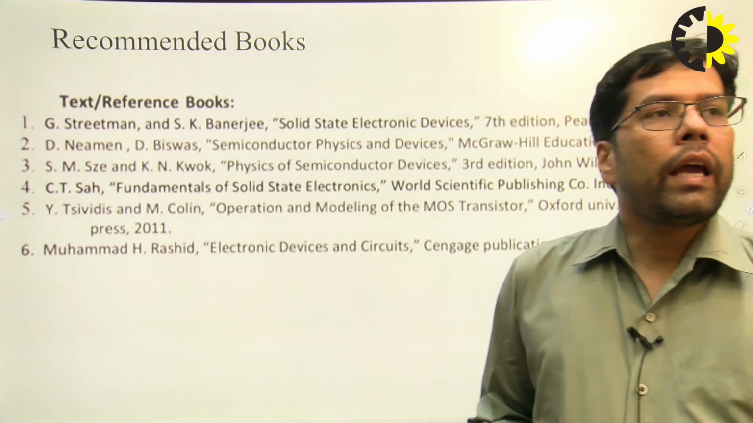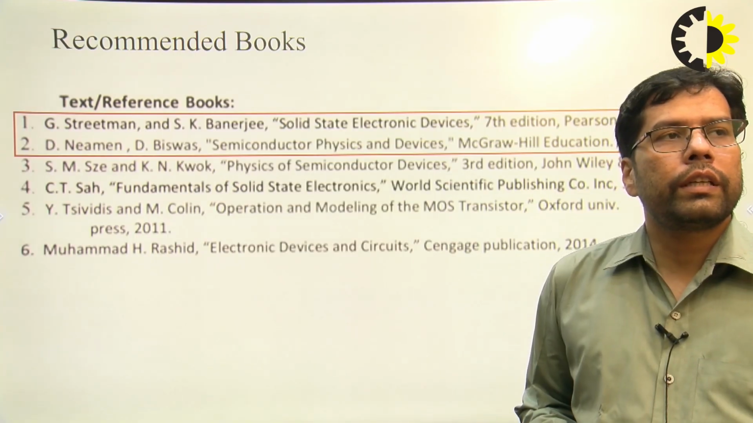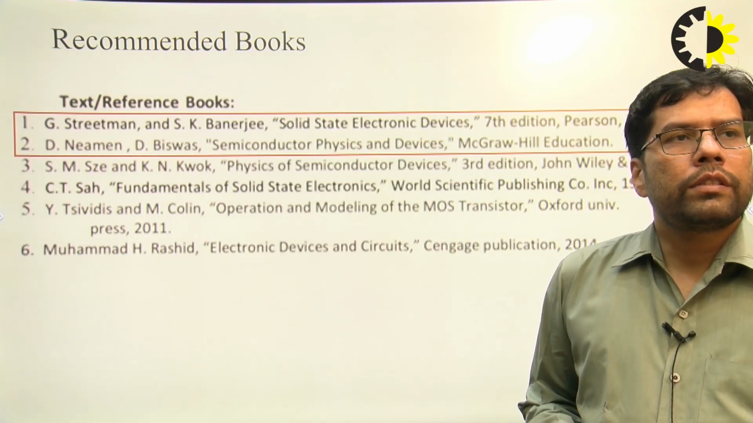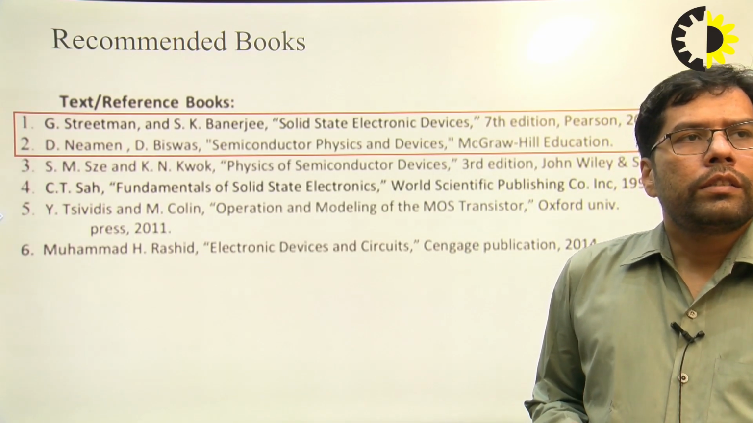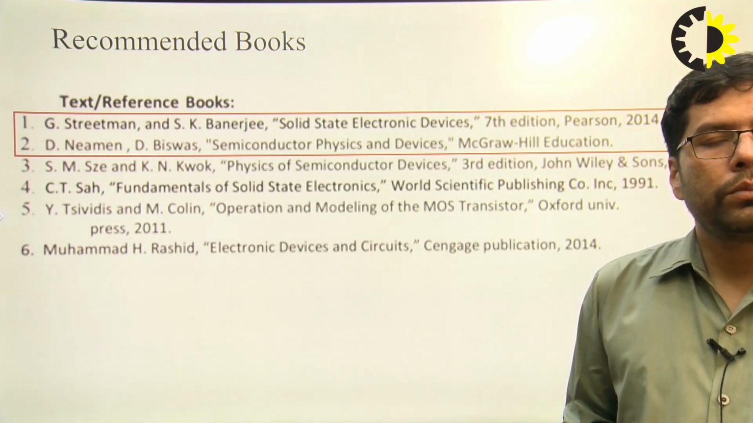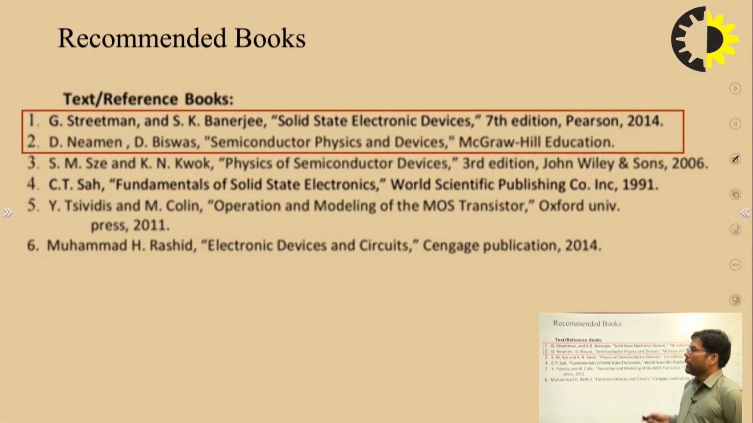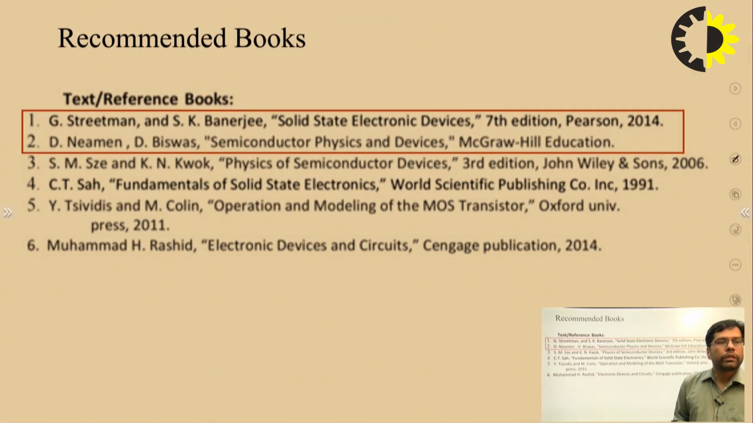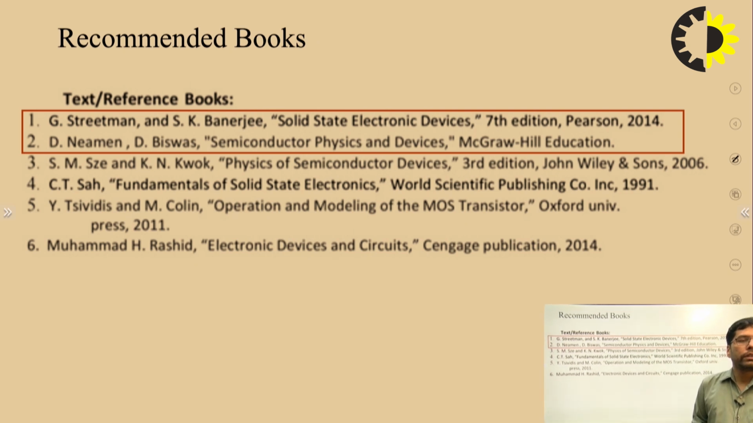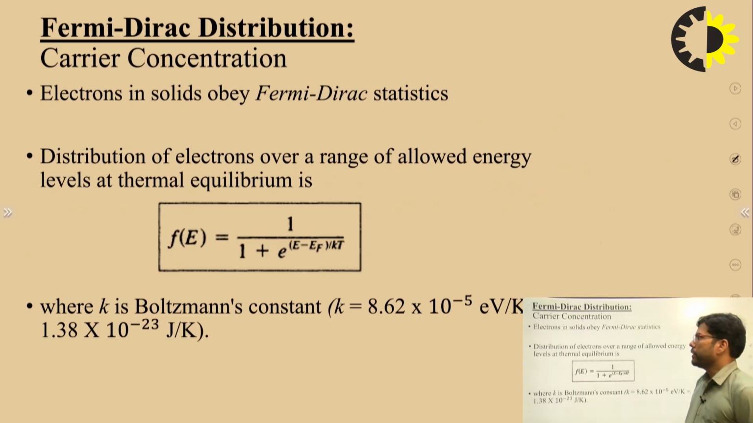So these are the text and reference books, and I prefer the first two books, that is Benjamin Streetman and Banerjee, and the second book is Neamen and Donald. So I prefer these two text and reference books for this electronic devices subject. So let's begin. The topic is Fermi Dirac distribution.